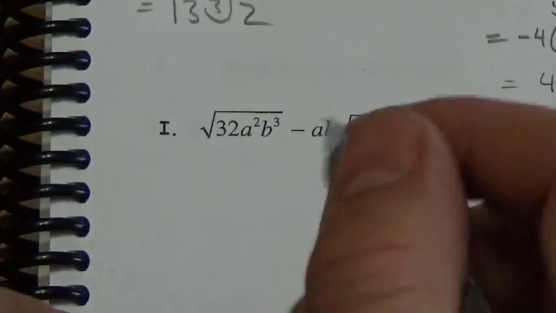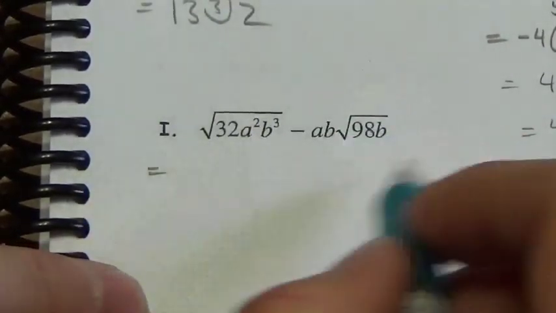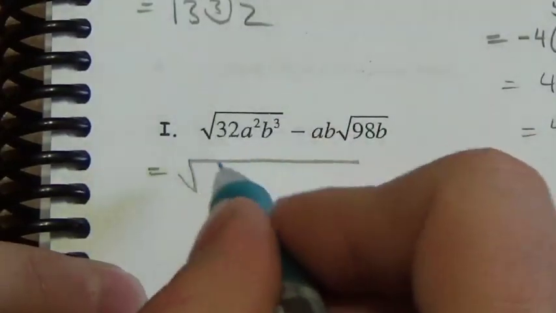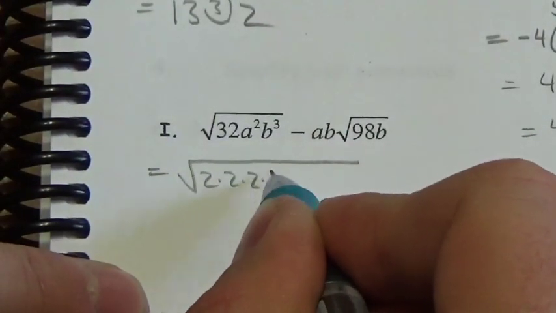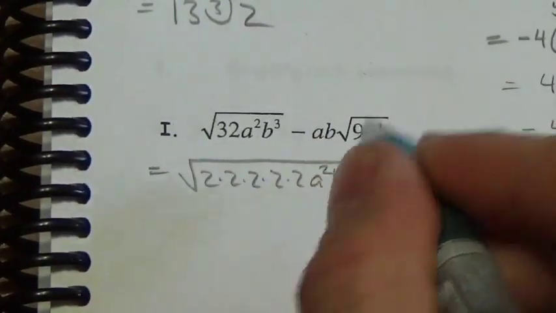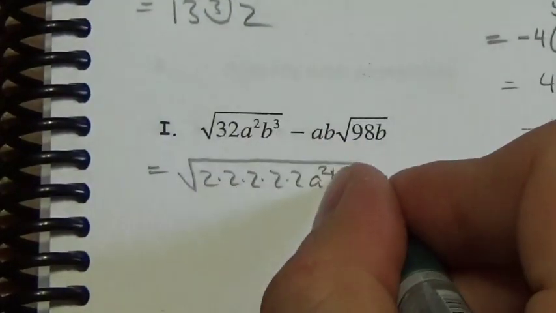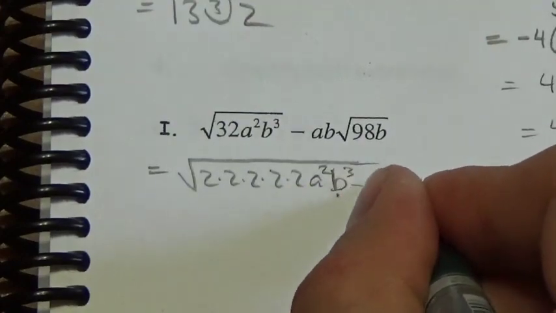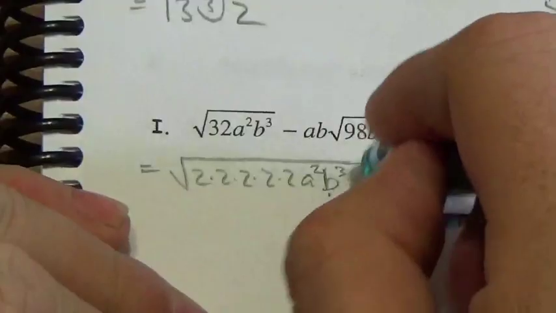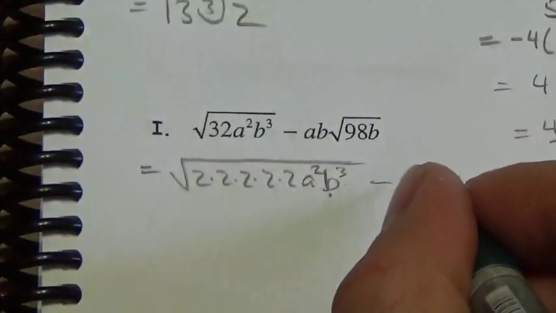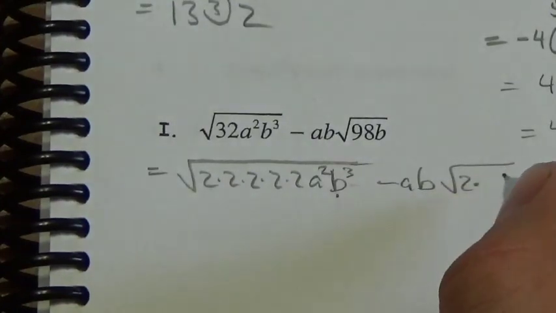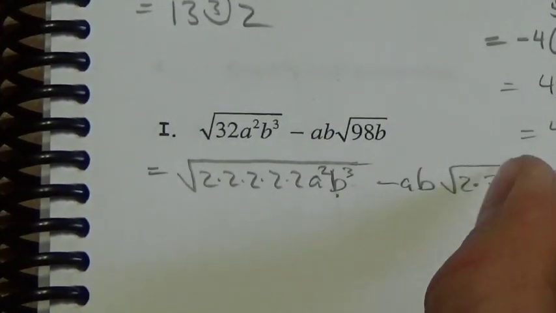Okay, now finally this last one here. I got to simplify this first before I can put those together. We have already played with 32. That's going to be 2 times 2 times 2 times 2 times 2, a squared, b cubed. Sorry, I don't know why I put that negative sign underneath there. Negative sign should be in between: ab. Now root 98 is going to be 2 times 49, which is 7 times 7, and then there's a b left over.